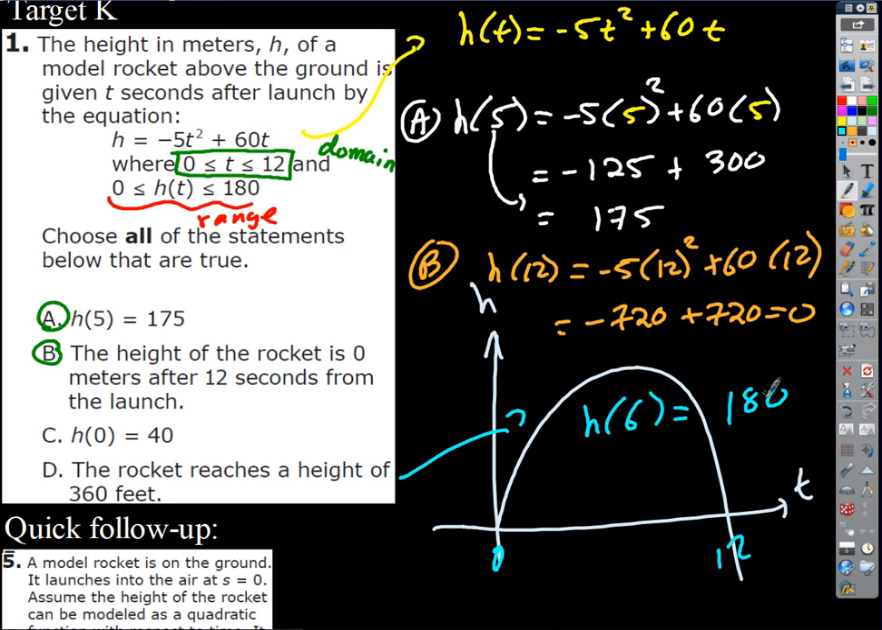But we could have just looked up here at our range right away and disqualified that one. What's the maximum height based on the range that the rocket could ever have? 180, right? And because those don't match up, here's our range. No, right? Good, good? All right, good job.